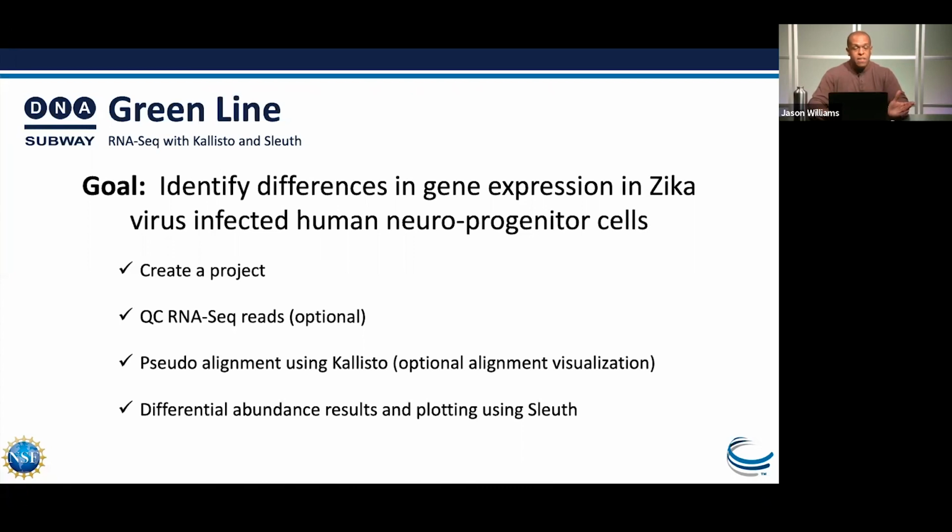We're looking at identifying some differences in gene expression between human neuroprogenitor stem cells, some of which were infected with Zika and some were given a mock treatment. So we're going to create a project. We're going to show you how quality control of those reads happens, how the pseudo-alignment works, and how to look at the differential expression or differential abundance using Sleuth.